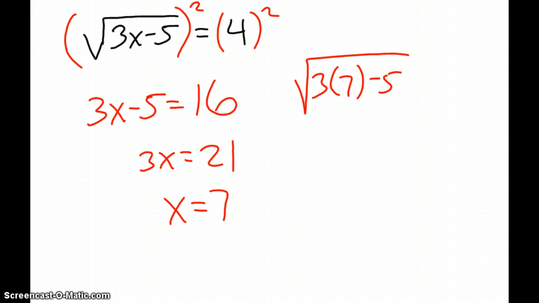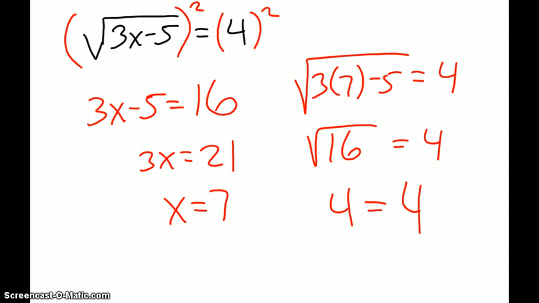And so I'm going to plug 7 into the left side of my equation. 3 times 7 is 21, minus 5 is 16, and the square root of 16 is 4. So I did get my equation equal to 4, like I was supposed to. So this equation does work. We're going to come across some later that might have an issue with our solution.